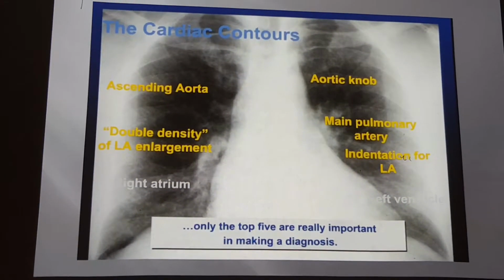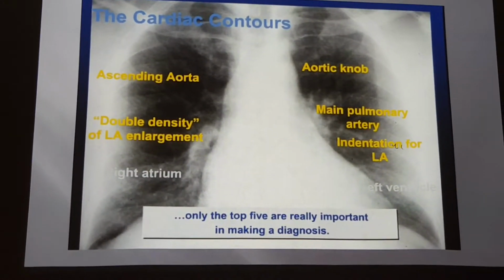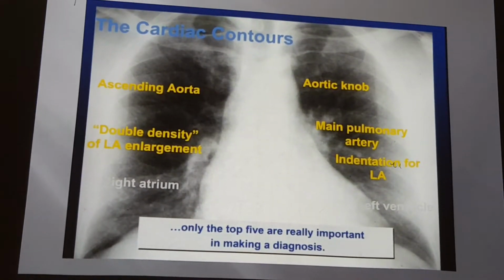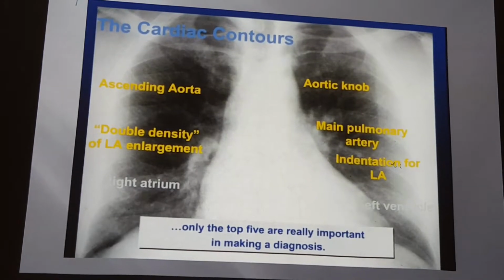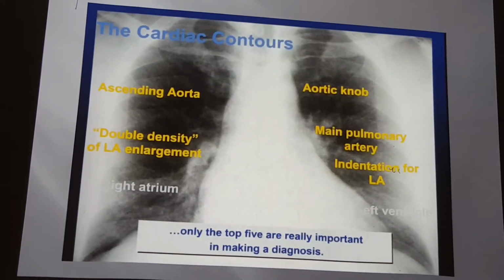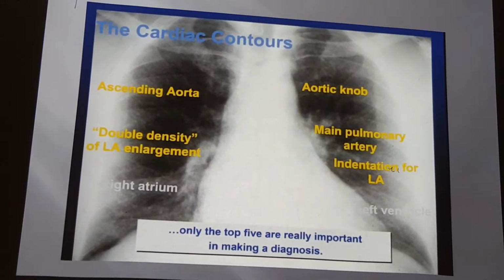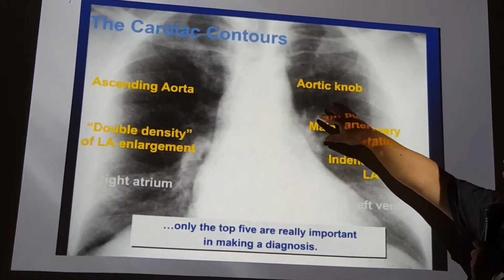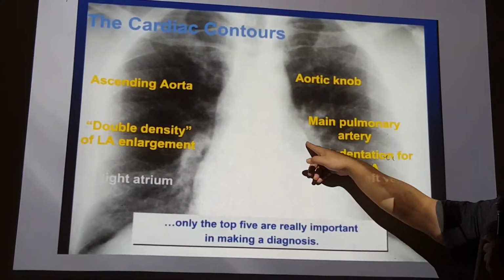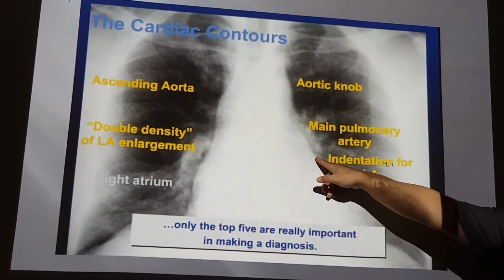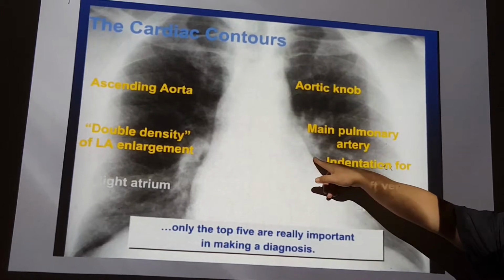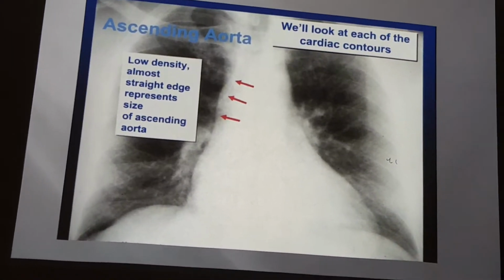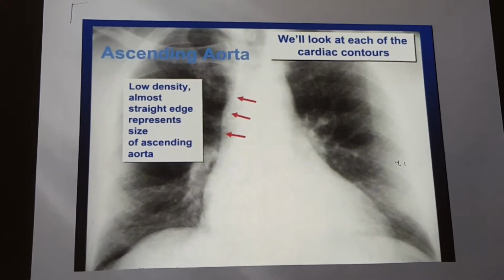So next slide. For this lecture, the important contours are the top 5 only: your ascending aorta, aortic knob, the double density of the left atrium enlargement, and the main pulmonary artery. This is the area of the main pulmonary artery. This one is the left main pulmonary artery. This one is the density for the main pulmonary artery. And this one, inferior to that, is the concavity, or indentation, of the left atrium. So normally, we look at each of the cardiac contours.